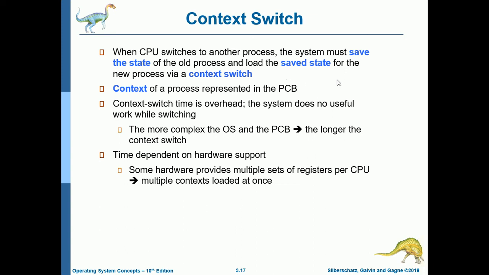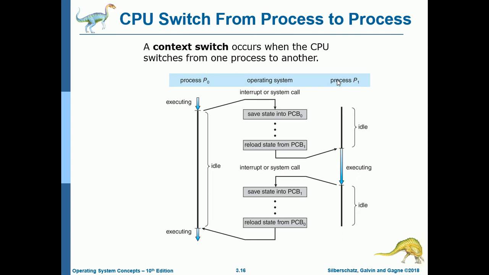Then the context of a process is represented in the PCB. Then context switch time is overhead. The system does no useful work while switching. So as you can see, when there is switching, the system is idle. But for processors nowadays, it's very minimal because they work in nanoseconds. For us, it does not matter because it does not affect the performance or the response of your computer.